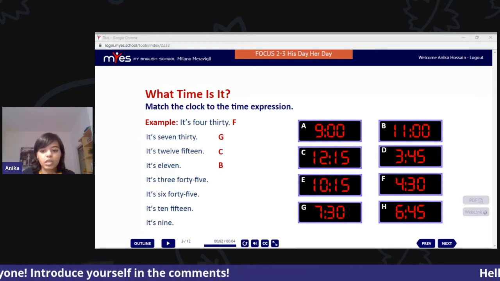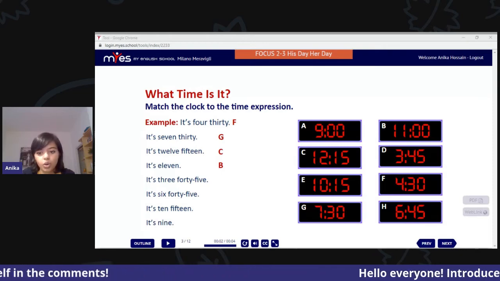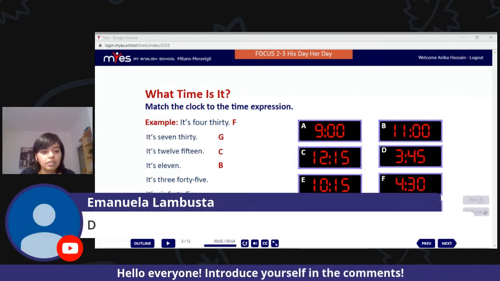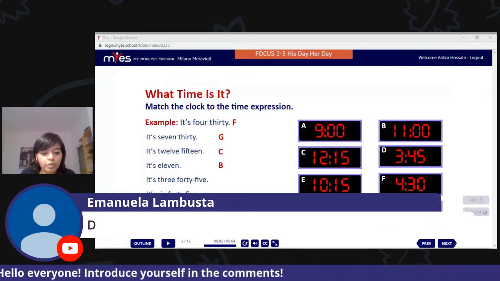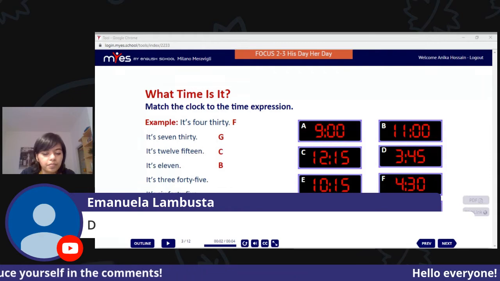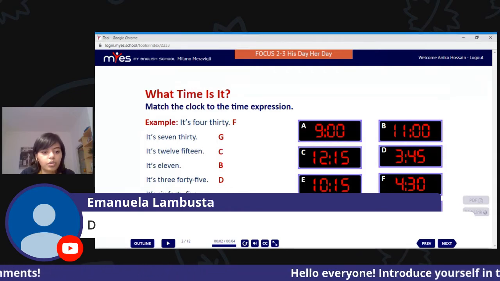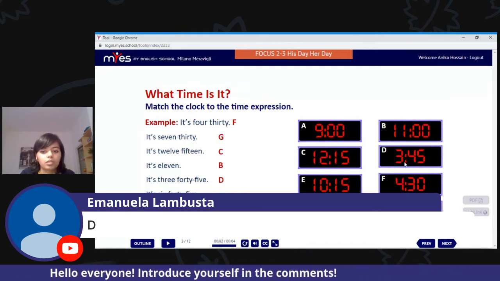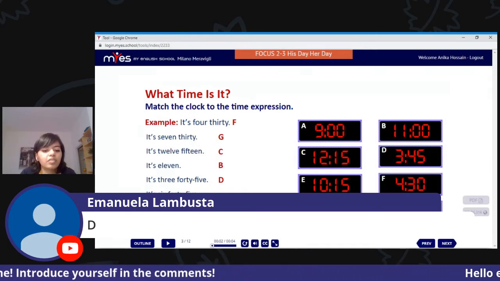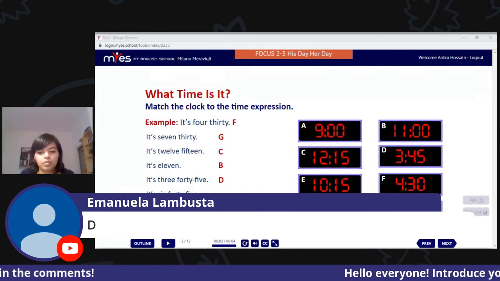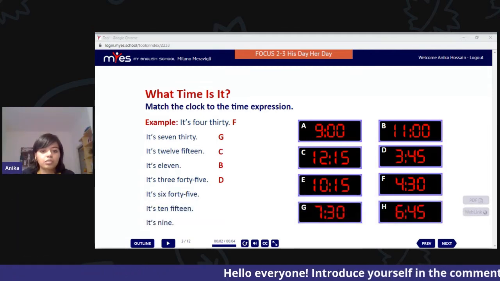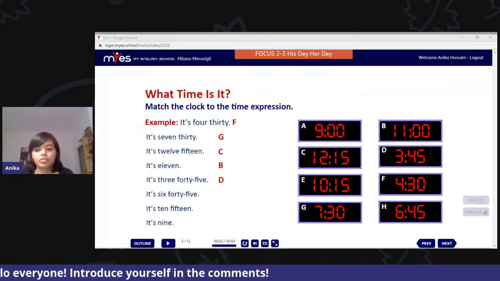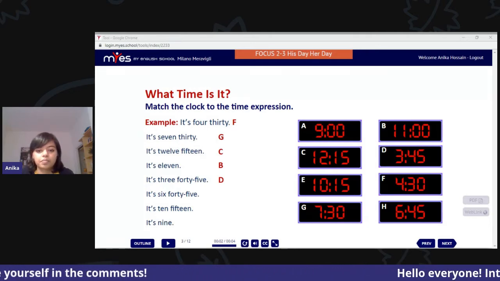So the first three Emanuela has already done. So she says 3:45 is D. And you're absolutely right, Emanuela. Okay, so 3:45 is D. Or you could say quarter to 4. Whatever you find comfortable. Well, I personally think 3:45 is more common for me. So different people might say different things.